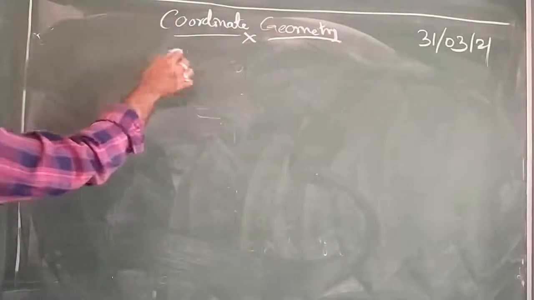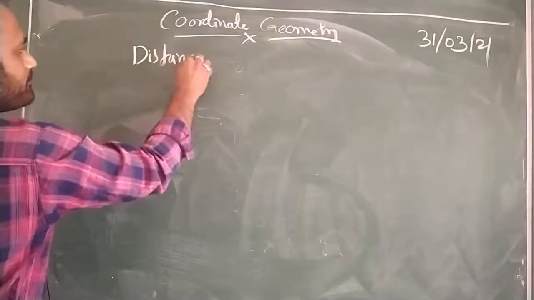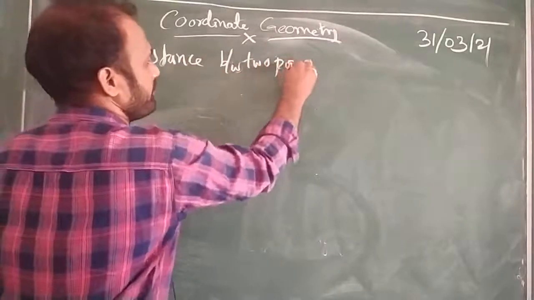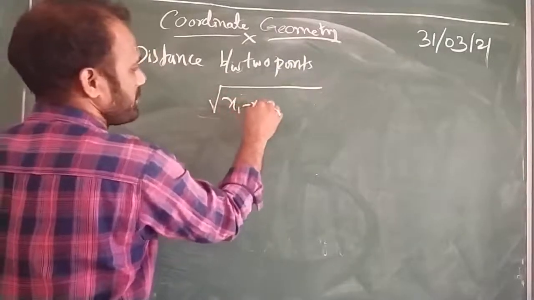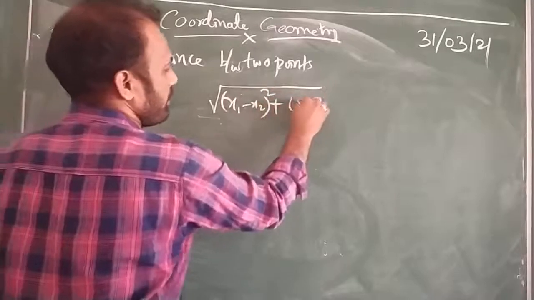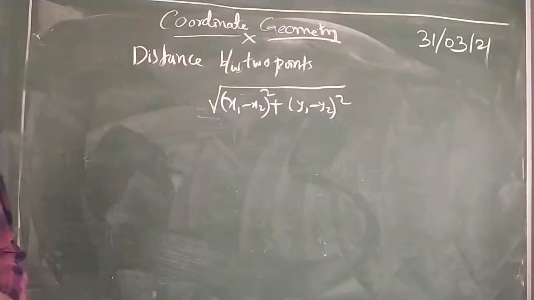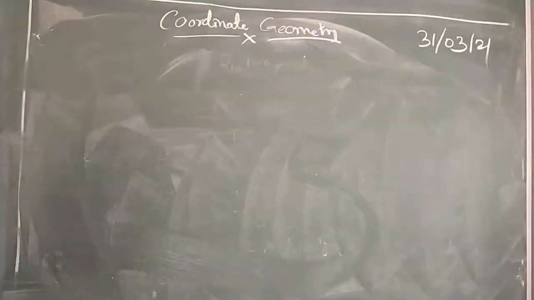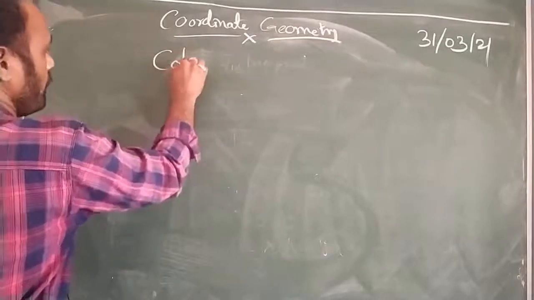So firstly, yesterday we have learnt about the distance between 2 points. That is root of (x1 minus x2) whole square plus (y1 minus y2) whole square. So this is the formula which you have learnt yesterday. Today we will be working with a different concept and a few more problems we will look at. So today let us learn what is the meaning of collinear.